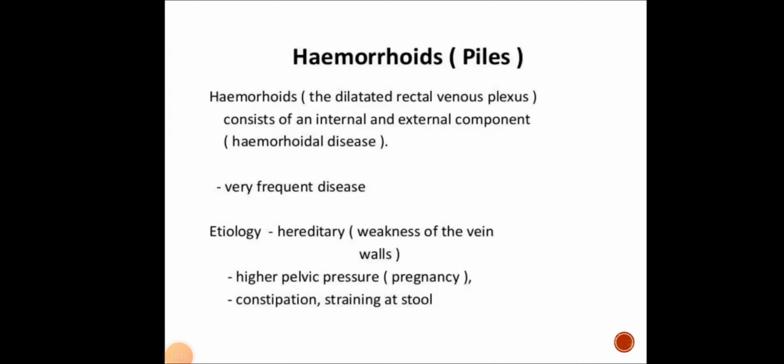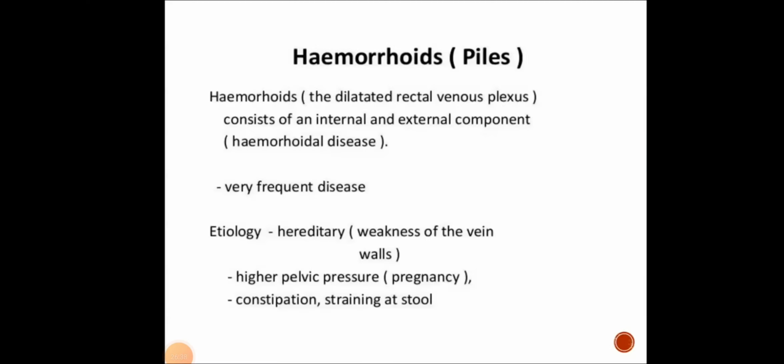Next is hemorrhoids. Hemorrhoids are the dilated veins within the anal canal in the subepithelial region formed by radicals of the superior, middle and inferior rectal veins. Dilated veins, and the involved veins are the superior, middle and inferior rectal veins.